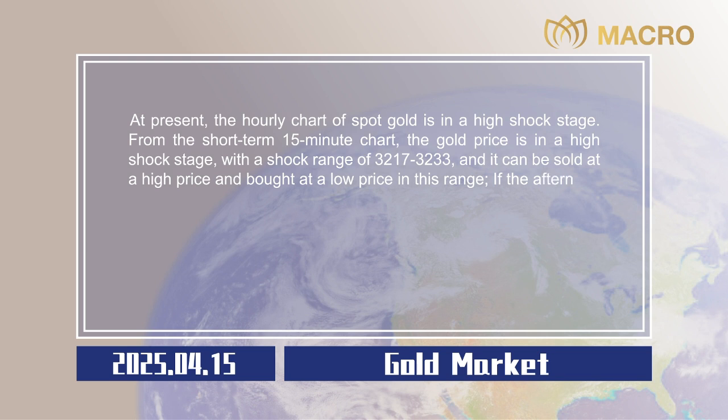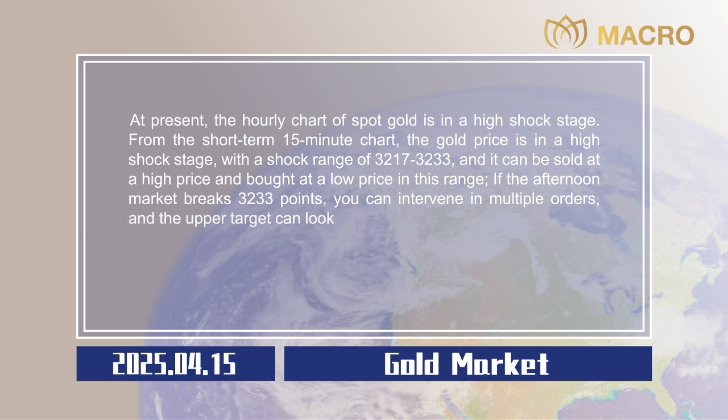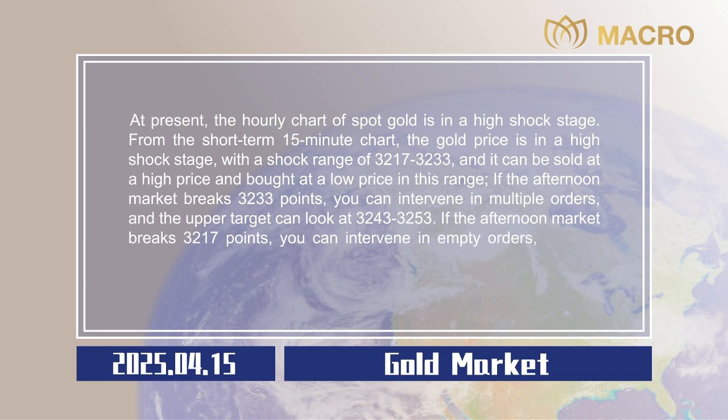If the afternoon market breaks 3,233 points, you can intervene in multiple orders, and the upper target can look at $3,243 to $3,253. If the afternoon market breaks 3,217 points, you can intervene in empty orders, and the lower target can look at $3,207 to $3,197. Stop losses are all $5.